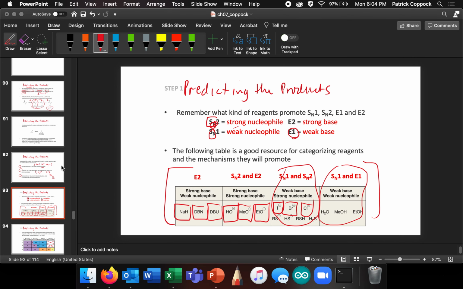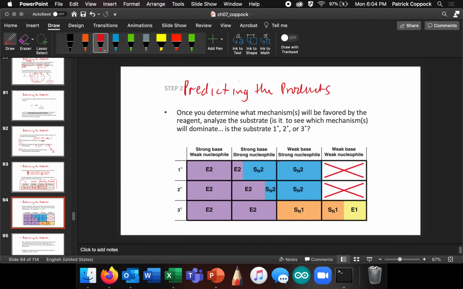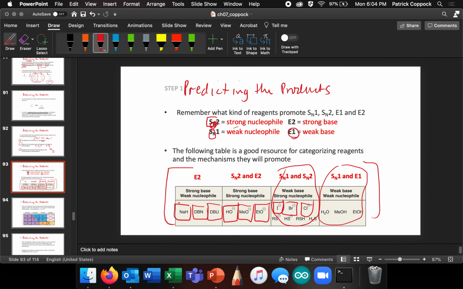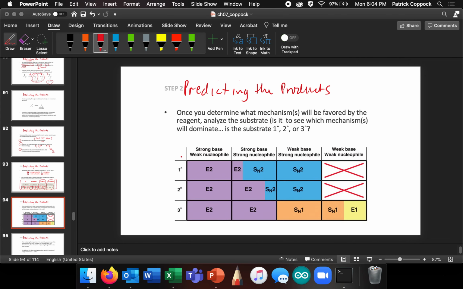So if we've got those, let's look at this now. Once you determine what mechanism, that was the reagent, right? Let me go back. First step, consider the reagent. These are a bunch of reagents. Next step is consider the substrate. Well, a primary substrate will never go E1 or SN1. Will never, right?